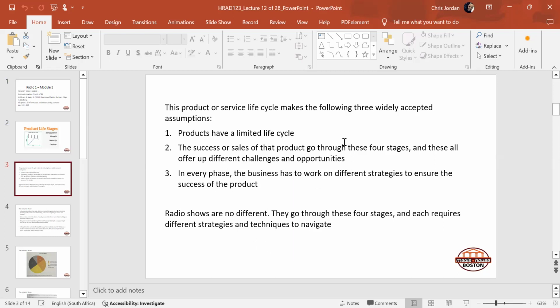Anyway, the product to service life cycle, as we know so far, is an application to business products and services. It is also based on three widely accepted assumptions. Give me a second here.